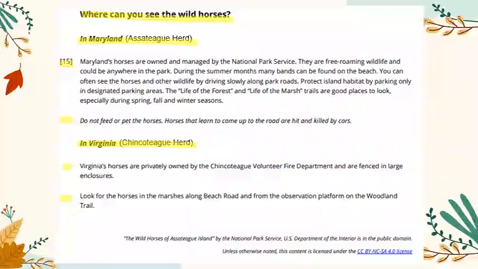And in Maryland, it says Maryland's horses are owned and managed by the National Park Service. Okay. Maryland, the National Park Service. It says they are free-roaming wildlife. Oh, okay. And they could be seen anywhere in the park. During the summer months, many bands can be found on the beach. Well, that makes sense because we talked a little bit ago about how you have strong summer breezes that kind of keep those insects away.